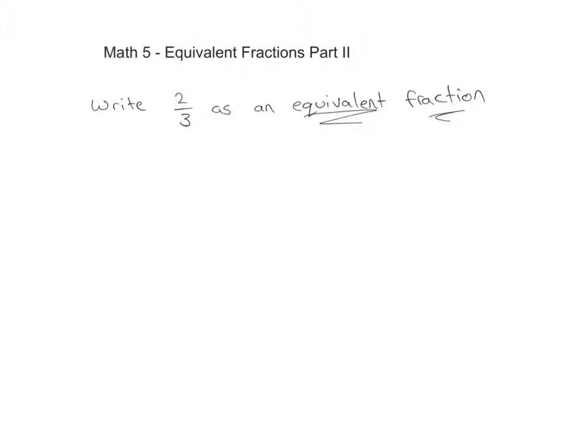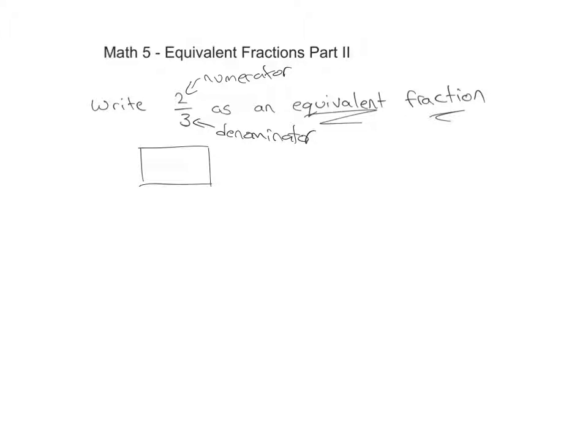So let's quickly draw a picture. This is what we did last day, so I'm going to make a rectangle, probably one of the easier ways to draw 2/3. Just a reminder, the top number is always what we call the numerator. That's how much we have or how much is shaded in.